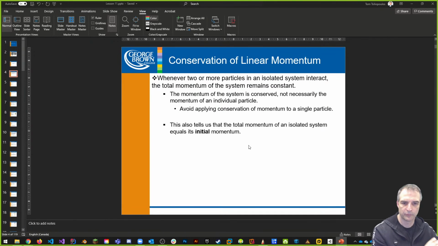So again, we talked about isolated systems versus non-isolated systems. So here what we're talking about, momentum of the system is conserved. What ends up happening is we keep it, and it also tells us that the total momentum of an isolated system equals its initial momentum. So remember, in the conservation of energy, energy is neither created nor destroyed. It's maintained. We maintain the system, right? We move the energy around. We don't create it or destroy it.